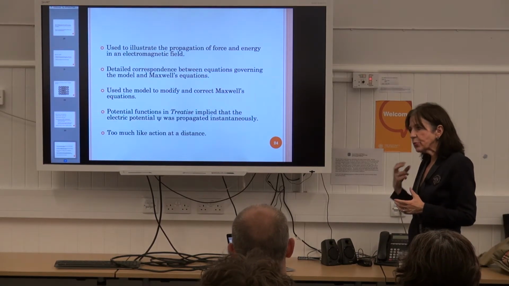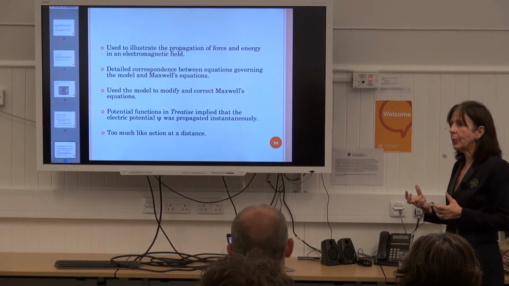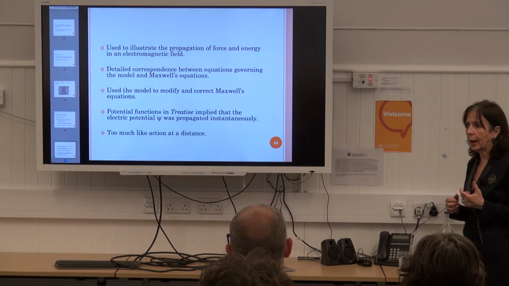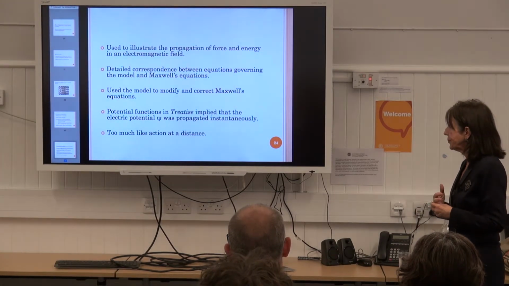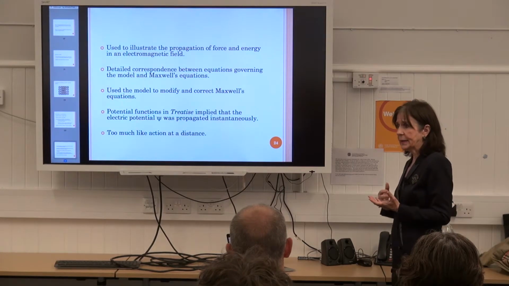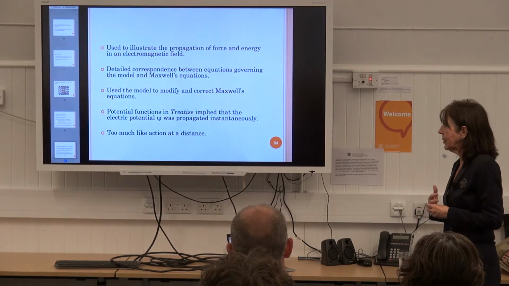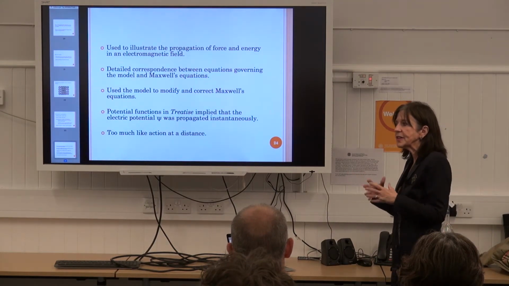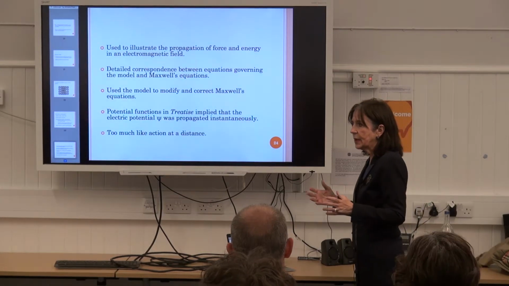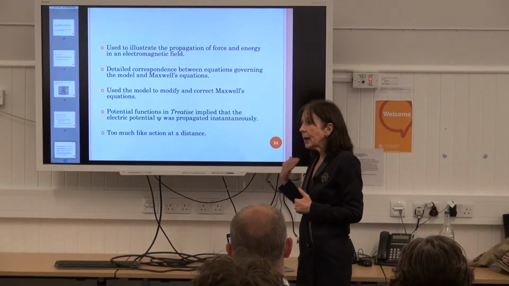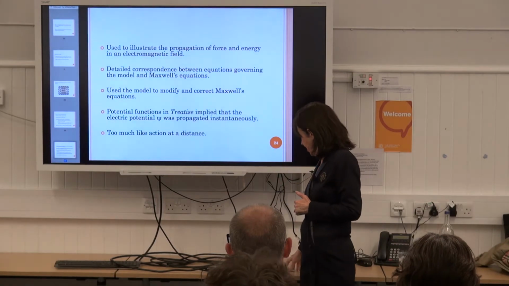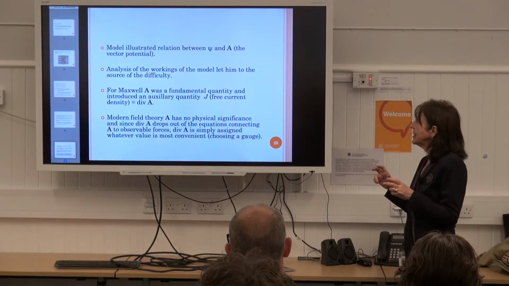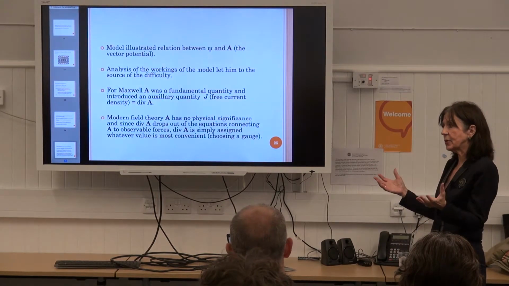Now, one of the things that's wrong, and that everybody knew was a problem for Maxwell's equations, was that the potential functions that were an important part of the theory implied that electric potential was propagated instantaneously. Now, the whole point of electrodynamics and field theory was that there was no instantaneous propagation of anything. So there was no action at a distance. So something was wrong, and Fitzgerald wants to use this toy model to figure out what's wrong. What the model does is illustrate the connection between the vector potential and the electromagnetic potential.